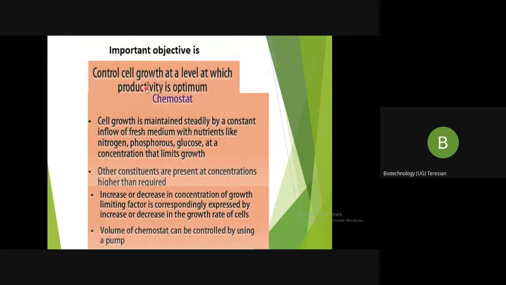So it is the state in which the cell growth is at a level at which the productivity is optimum. That is the objective of our continuous culture: to control cell growth at a level at which the productivity is optimum. So we have two types of continuous fermenter. One is the chemostat and the other is the turbidostat.